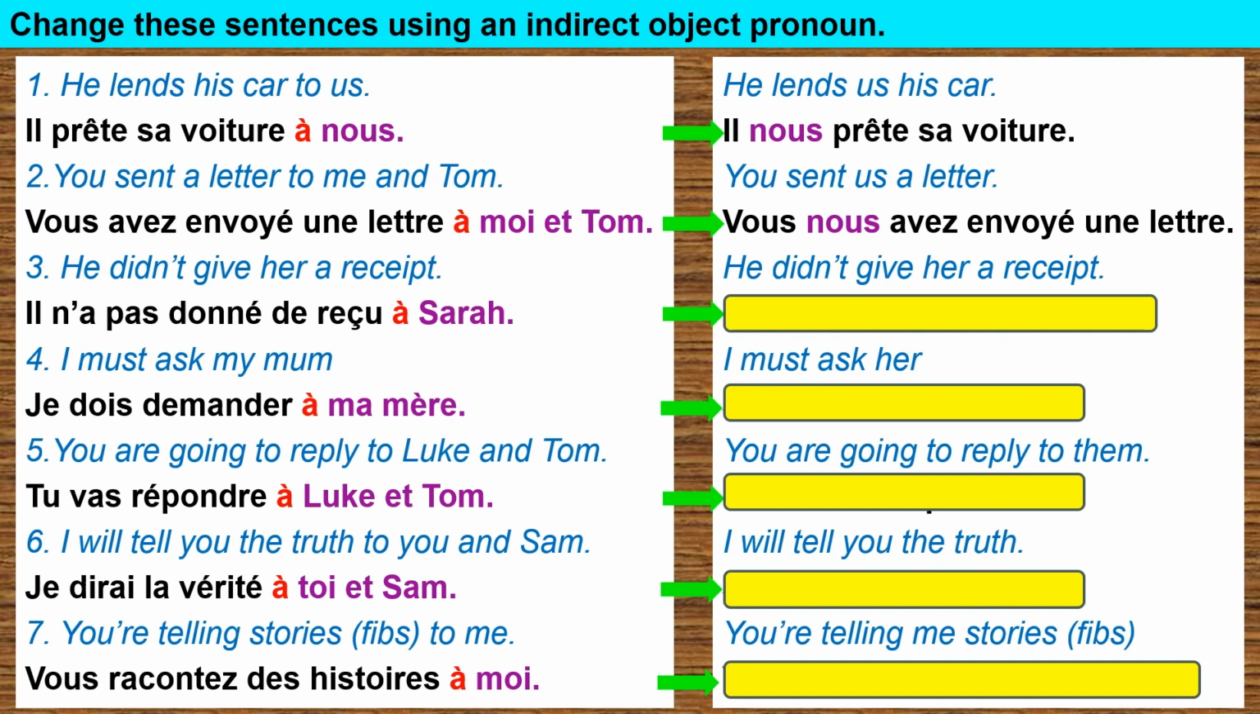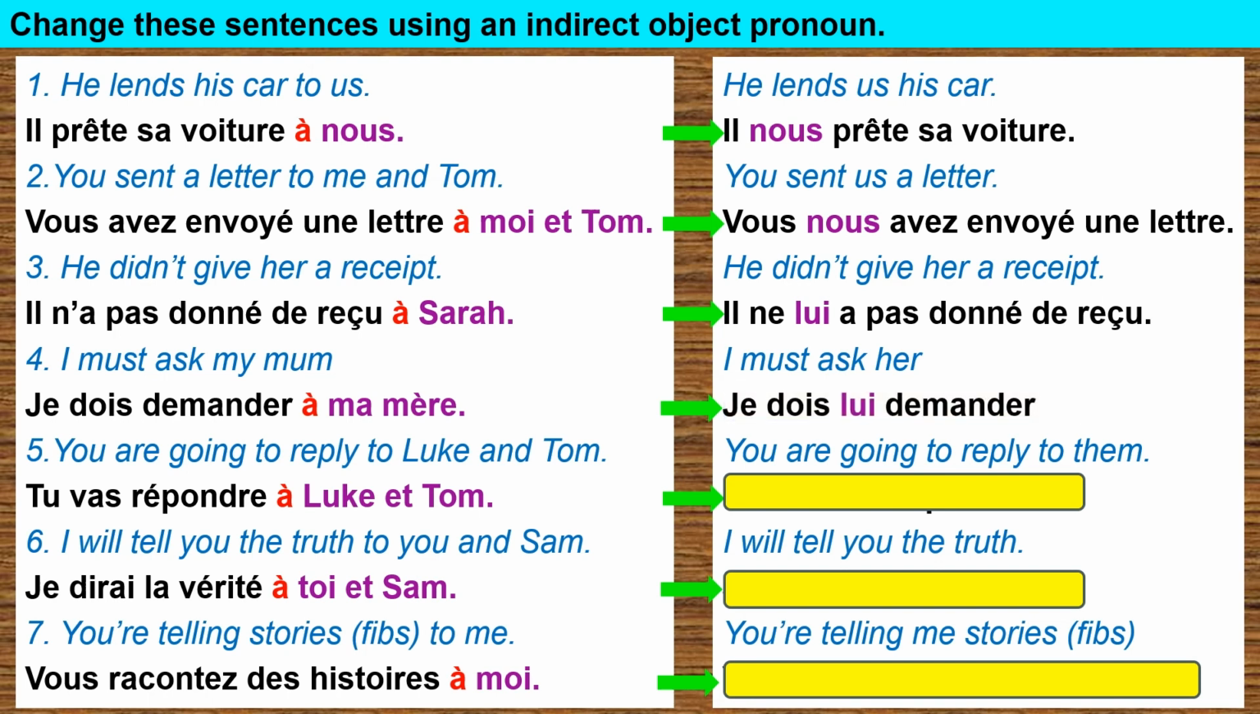Il n'a pas donné de reçu. Now, we've got a negative, and we've got the perfect tense. Not really more difficult, because we've got to focus on the pronoun before the auxiliary. Il ne lui a pas donné de reçu. Je dois demander à ma mère. Je dois lui demander. The pronoun is before the infinitive.